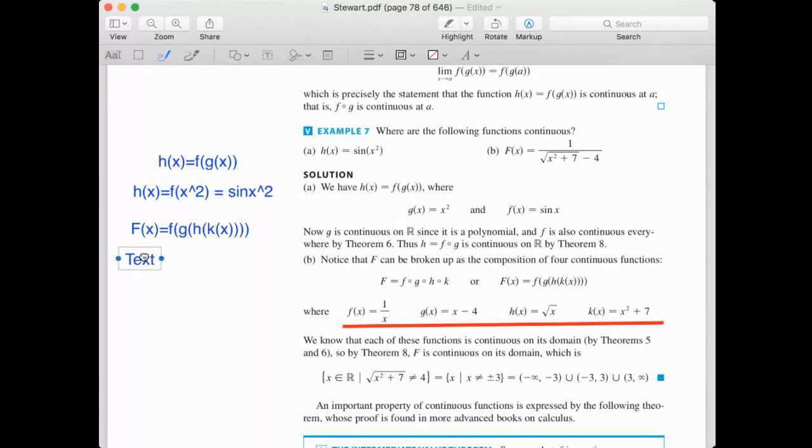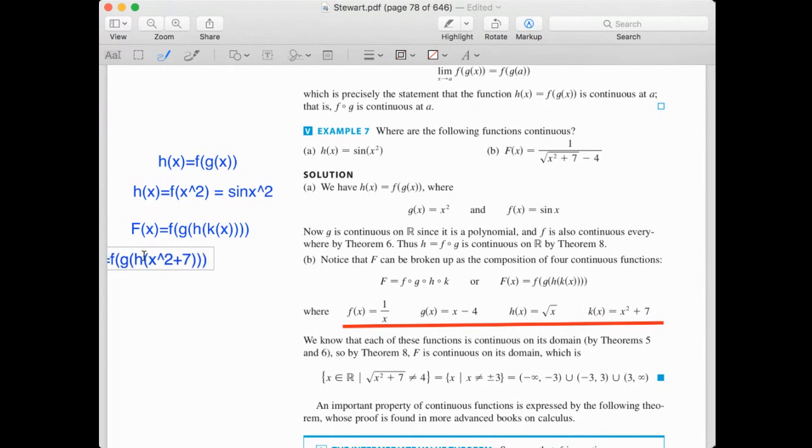So each one is defined as this. Let's just plug in f of x equals f of g of h. Well, h takes k of x as input. k of x is x squared plus 7.